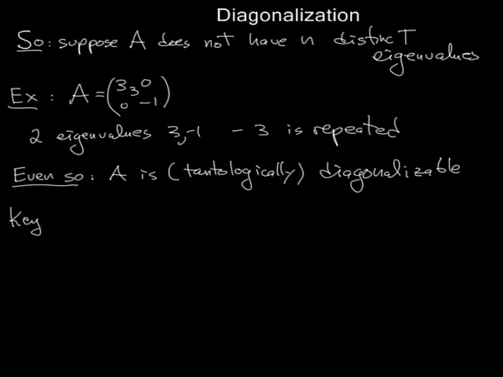And here's the key example. Take this matrix, 1, 1, 0, 1. And let's ask, is this diagonalizable?